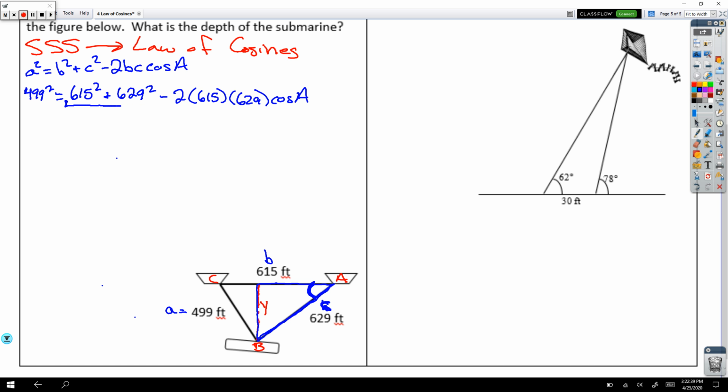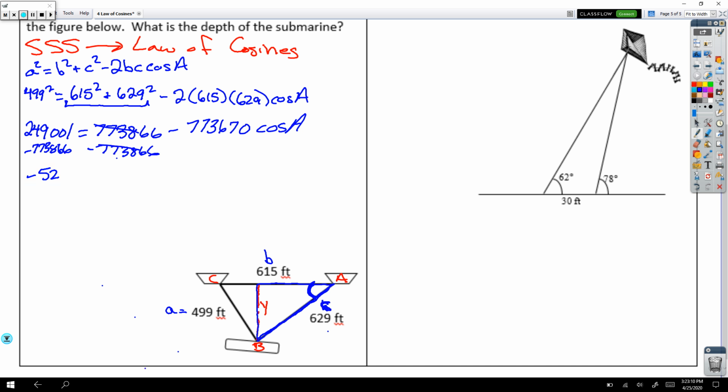So 499 squared is 249001. Squaring and adding those, we get 773866. Doing my multiplying here, I get 773670 cosine of A. So we're going to subtract. And that would leave us with negative 524865.